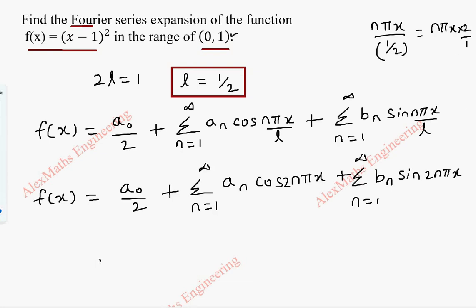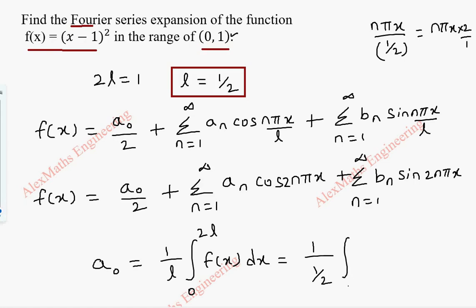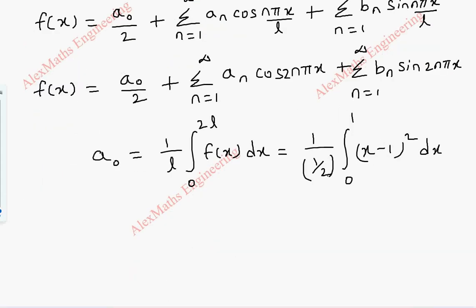Now as the first part, we are going to find a0. The formula is 1 by L integral 0 to 2L f of x dx. Now this is 1 by half integral 0 to 2 into half is 1, and f of x is x minus 1 whole square dx.